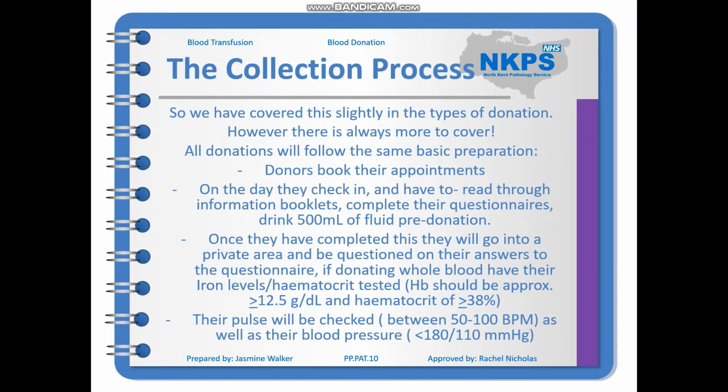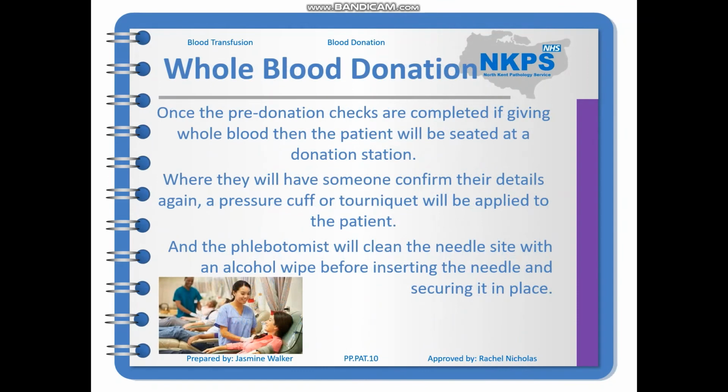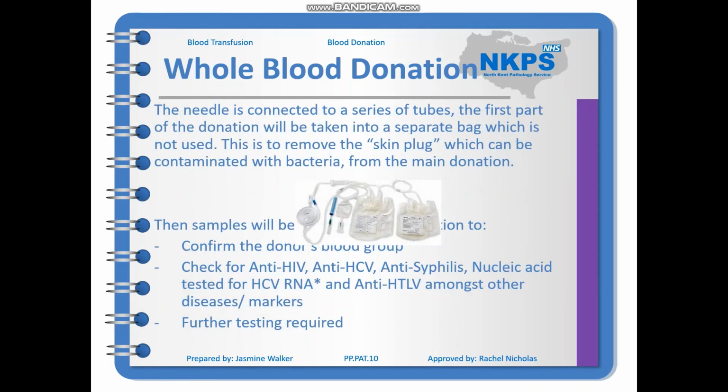Again, it's about the safety of the donor as well as the recipient. We don't want to take blood off someone that might faint as a result of it or end up in a worse case. If it's a whole blood donation, once the pre-donation checks are complete, the donor will be seated at a donor station where they will have someone confirm their details again. A pressure cuff or tourniquet will be used, and a phlebotomist will clean the needle site with an alcohol wipe before inserting the needle and securing it in place, which is the worst part. I'm sure everyone will agree. The needle is connected to a series of tubes.